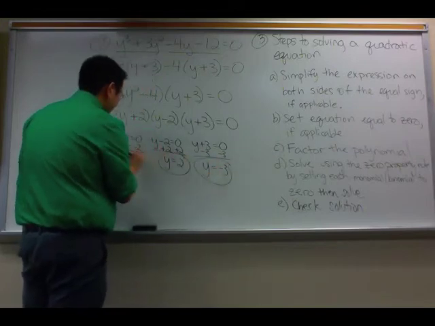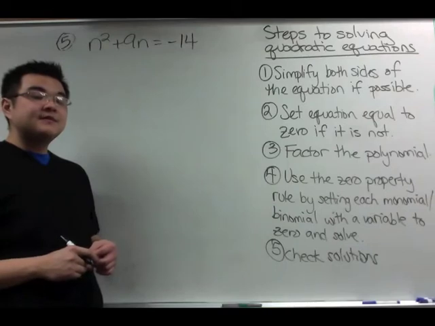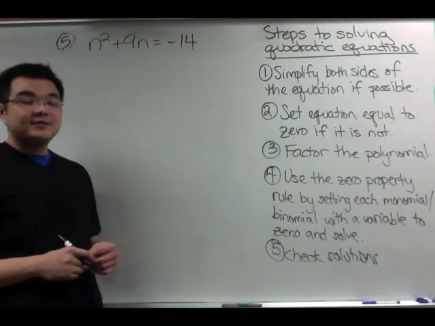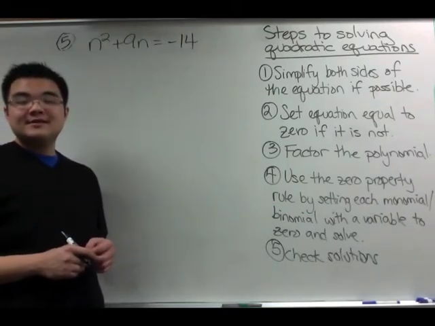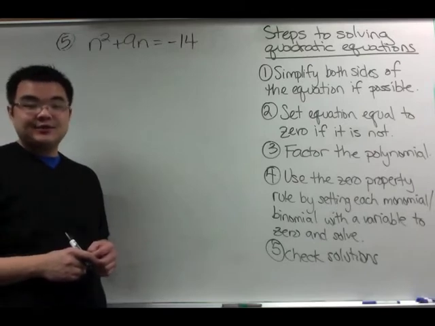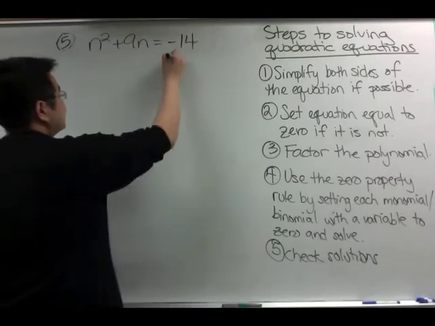In this example, we're going to skip the first step because we cannot simplify either side of the equation. We're going to move on to step 2, where we're going to set it equal to 0 by adding 14 to both sides of the equation.